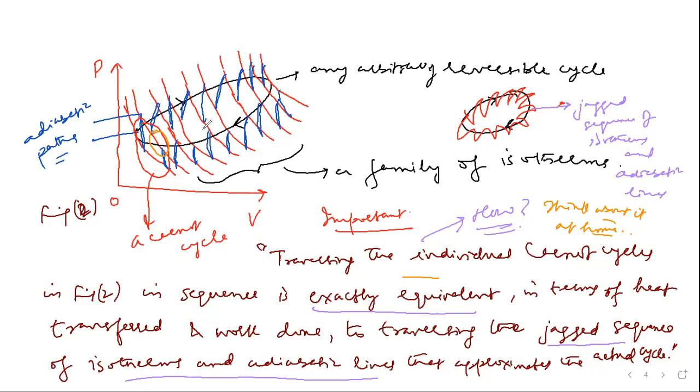One more important thing, now see, we are approximating the reversible cycle in black with this jagged sequence of isotherms and adiabatic lines. Now this will become more exact if these isotherms are close to each other. That, in other words, means if the temperature difference between two adjacent isotherms is made smaller and smaller, this jagged sequence of isotherms and adiabatic paths will be a better approximation for the reversible path, right?